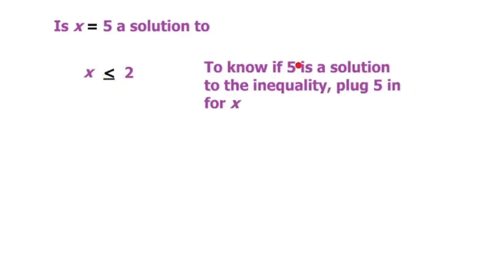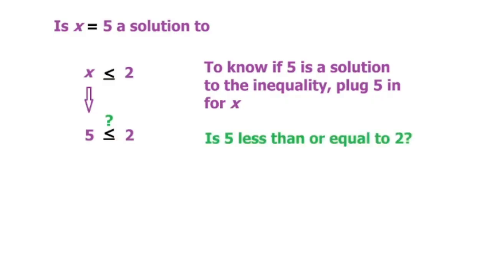To know if 5 is a solution to the inequality, plug 5 in for x, okay? So that's what you do. Instead of putting x here, you say that x is 5 now, right? So you put 5, and we have to figure out if 5 is less than or equal to 2. Is 5 less than or equal to 2?